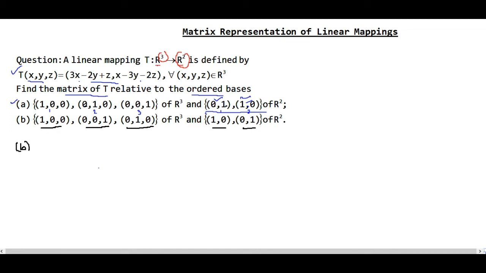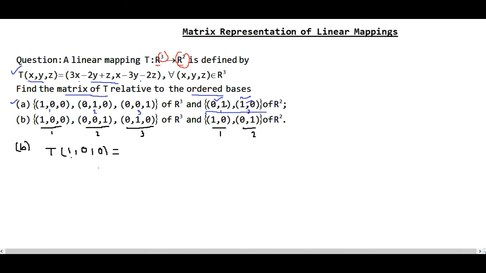Here also, the first vector is now 1, 0. Previously it was 0, 1. And the second vector is 0, 1, previously it was 1, 0. So we change the order of the vectors in the basis of R2 also. So here we have the first vector, here the second vector, here the third vector, and here the first vector of R2 and the second vector.